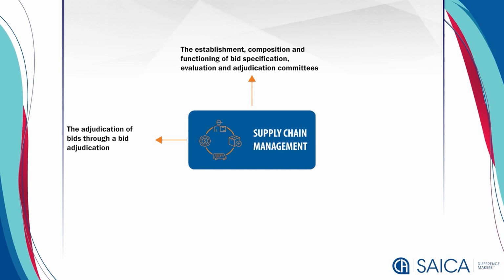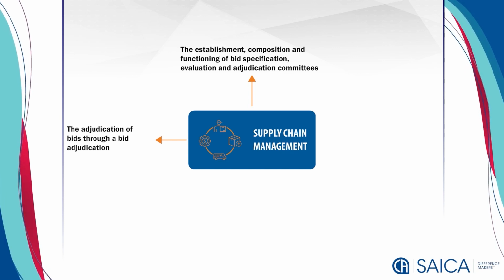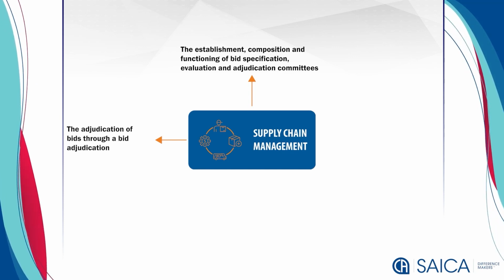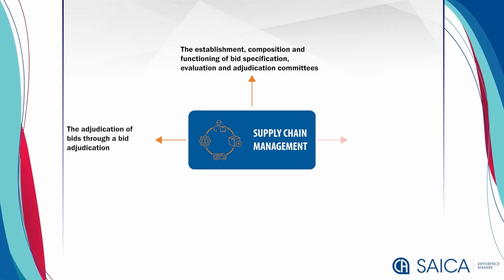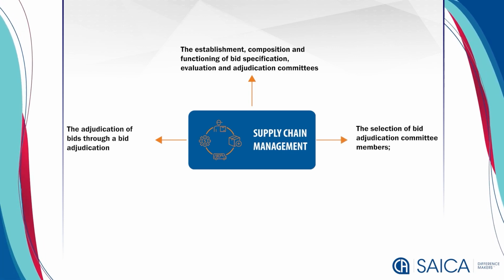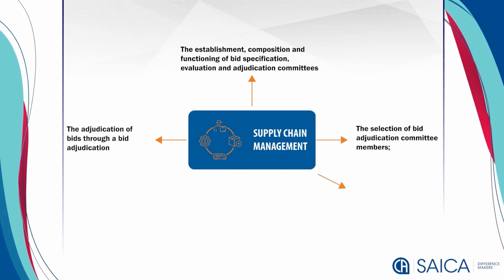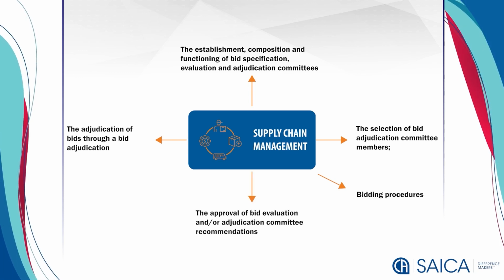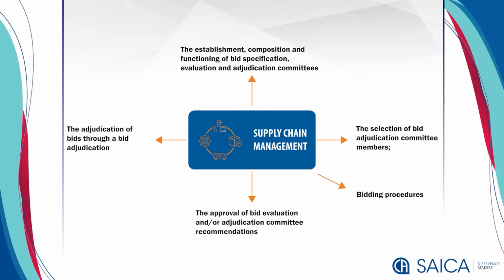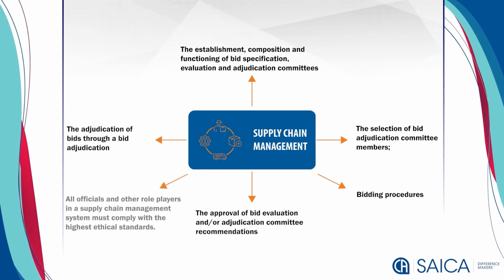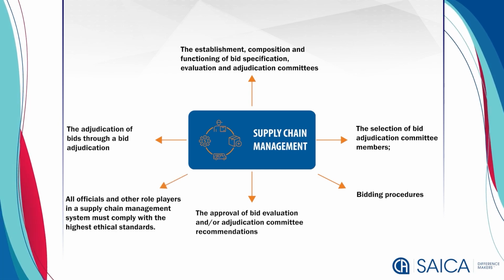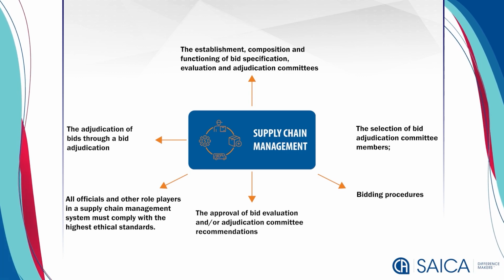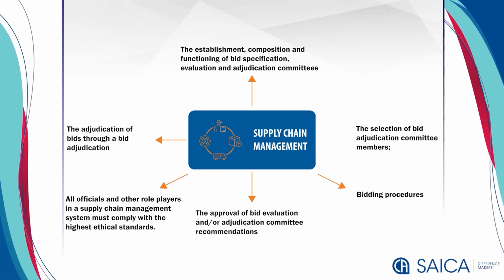The establishment, composition and functioning of bid specification, evaluation and adjudication committees, the selection of bid adjudication committee members, bidding procedures, and the approval of bid evaluation and/or adjudication committee recommendations. All officials and other role players in a supply chain management system must comply with the highest ethical standards.